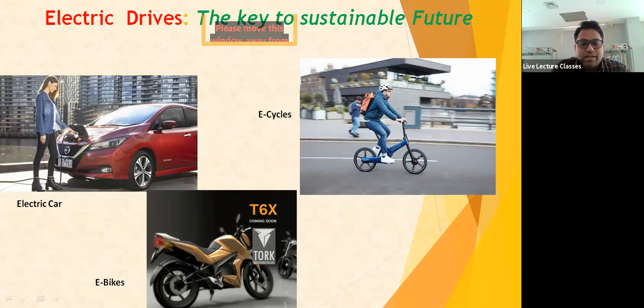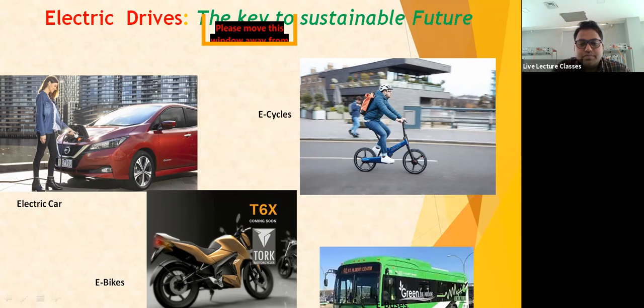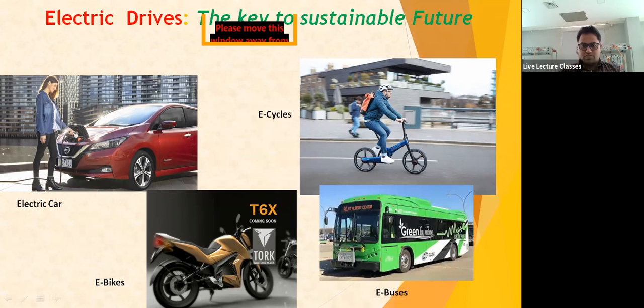So how is the car going to operate? It is going to operate through electric drives only, no? Ultimately, there is one battery pack, and then you have an accelerator and all the controls in front of you. And finally, you have an electric motor which is running the car, right? Now you have the e-buses also. I hope everyone knows about these e-buses.